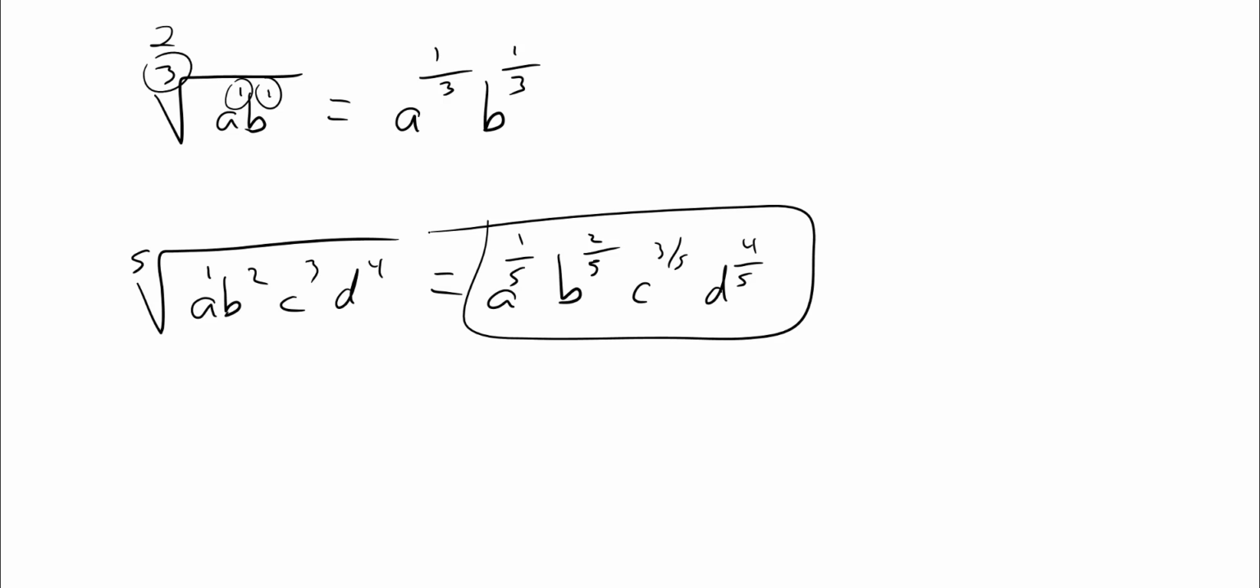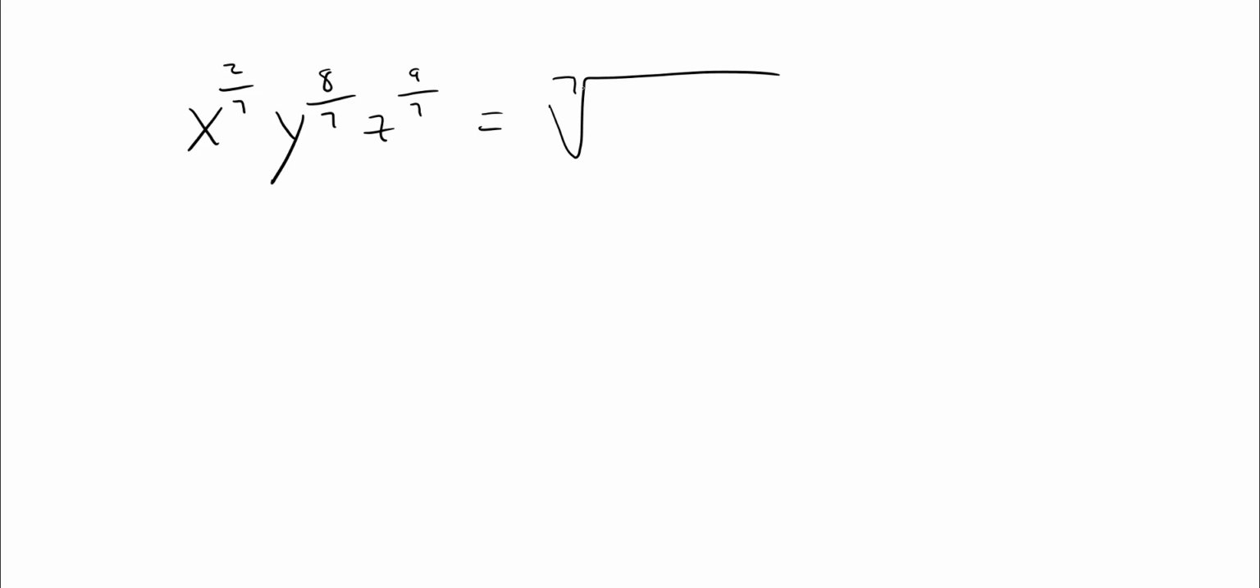So let's go the other way around. Okay, it's just not a big deal. So if I said x to the 2/7, y to the 8/7, and z to the 9/7, you would write this as that 7 is your root, so you're going to put a 7 here, and the top number is your power, so it's going to be x squared, y to the 8th, and z to the 9th.